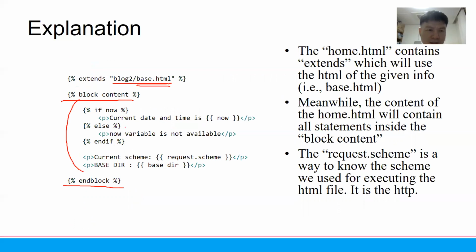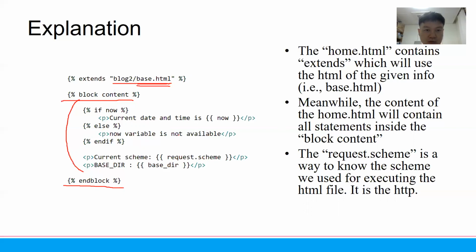So that's why the contents when you go to the home.html will be: current date and time is now, and then "now variable is not available." Because you already have the now, the first will be available, and this one will not be executed if the condition is true. And the current scheme is HTTP, and this is the base directory. So we are going to know where your project location is.